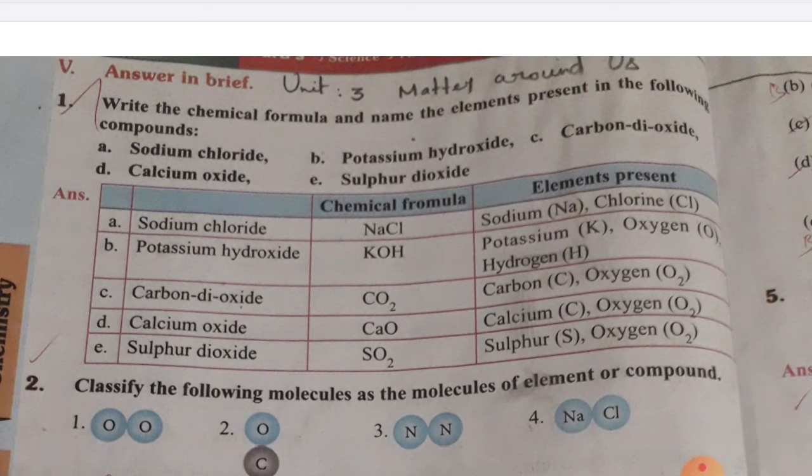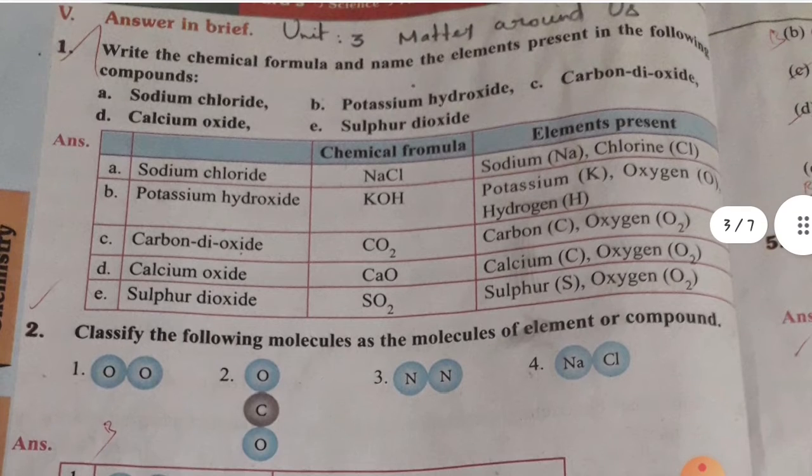Write the chemical formula and the name of the elements present in the following compounds. See the first one, sodium chloride, NaCl. What are the elements present here, children? Sodium and chlorine. And potassium hydroxide: potassium means K, hydroxide means OH, and both letters are capital. So potassium, oxygen and hydrogen are present here. Three elements are present in potassium hydroxide. And third one, carbon dioxide. Here, as you already know, carbon and oxygen 2.